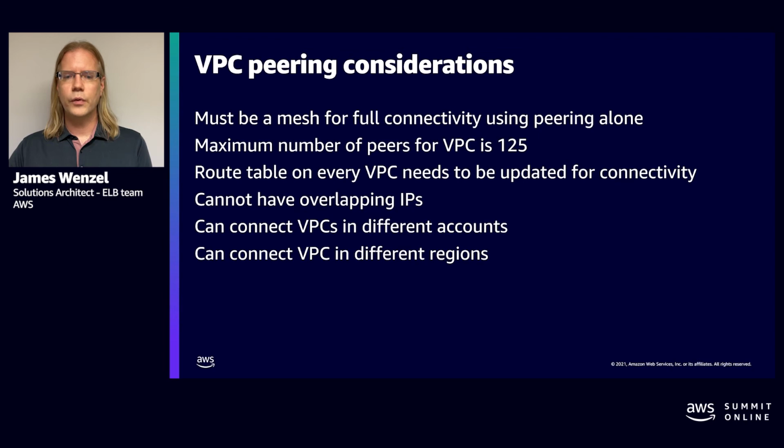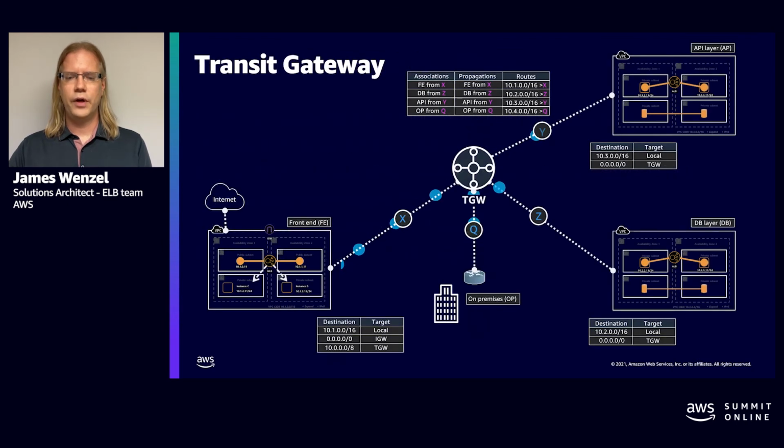Now, the next thing that we can move up to is the transit gateway, which will allow you to scale up to 5,000 VPCs, as well as allow you to connect Direct Connect, as well as VPN, to your transit gateway. And the way that transit gateways operate is through associations, propagations, and routes. You can associate multiple links or a single link to a route table, and then you can propagate to multiple locations and then assign each route.